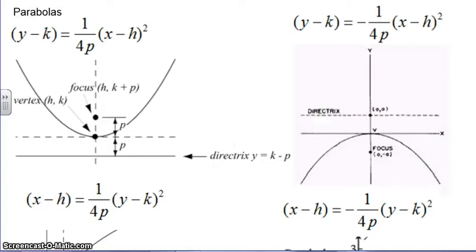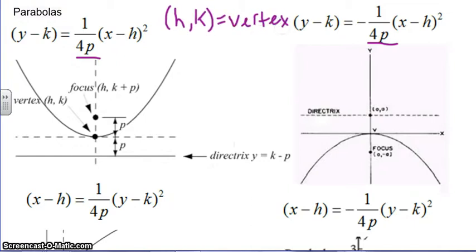So I know you're used to seeing parabolas with the x squared in it. The first two equations you'll notice both have an x squared, but it has a 1 over 4p next to it. So the 1 over 4p is the one that's a little bit different. So same as before, the h and the k are going to be your vertex.